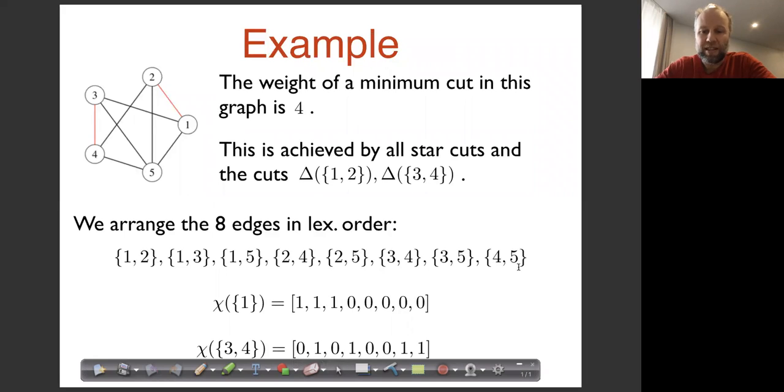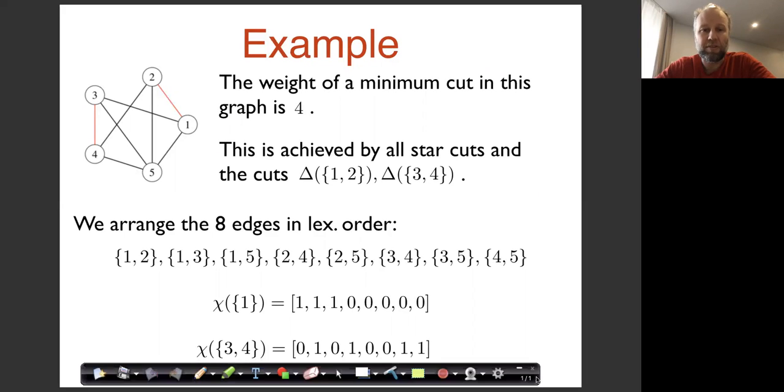So let's look at an example again. Here's the same graph that we had before. Let's say this graph has 8 edges. I'm just going to take them in lexicographical order. So here's the ordering. If we look at the star cut defined by 1, the edges in that cut are (1,2), (1,3), and (1,5). Those are just the first 3 edges in my lex order. So the cut vector is 1, 1, 1, and then the rest are all zeros.